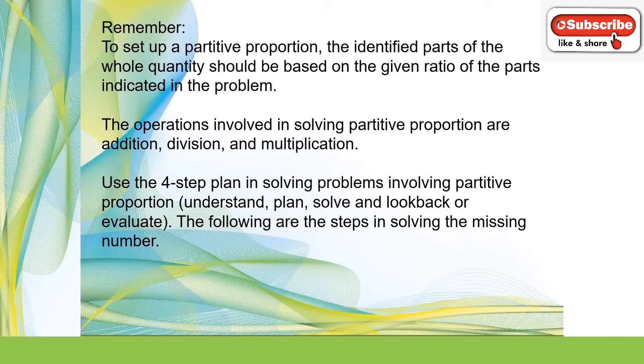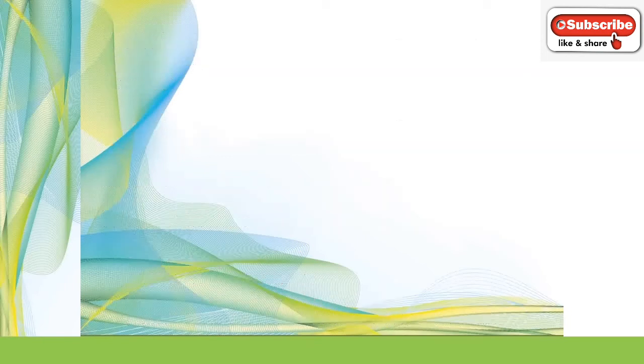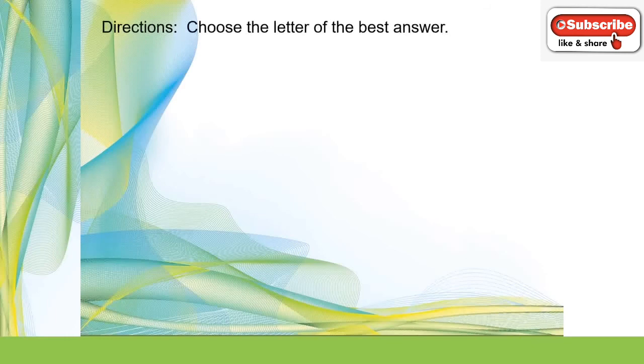The following are the steps in solving the missing number. First, set the proportion, then add the terms in the ratio, divide the whole quantity by the sum, and multiply the quotient to each term in the given ratio. Let us move on to the last activity. Write your answer in your math notebook. Directions: choose the letter of the best answer.